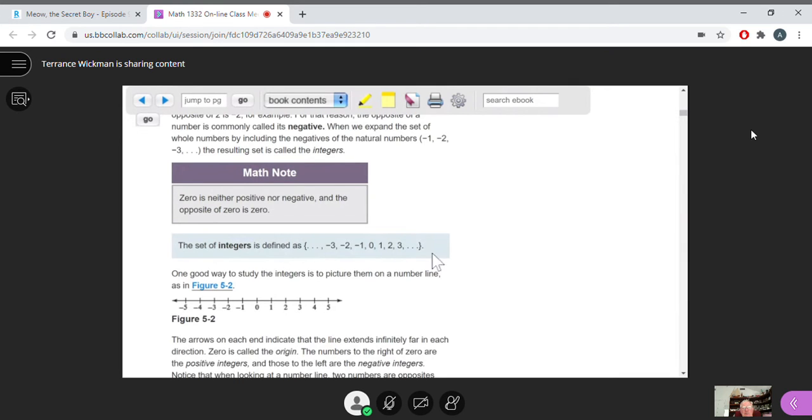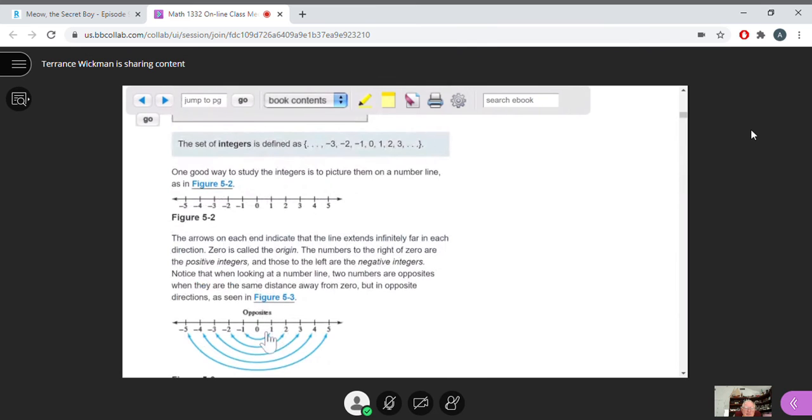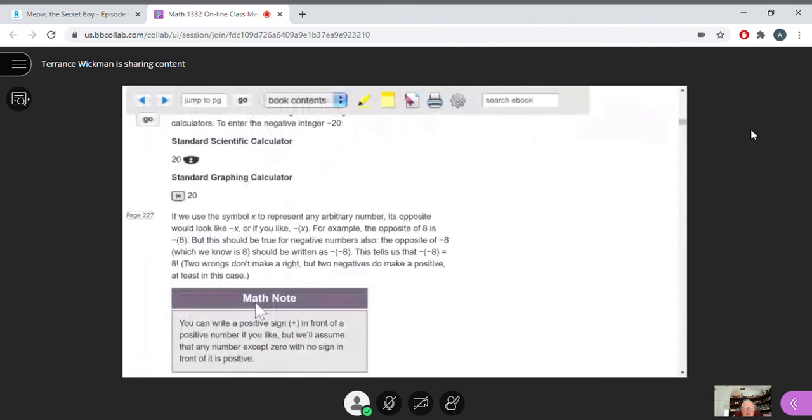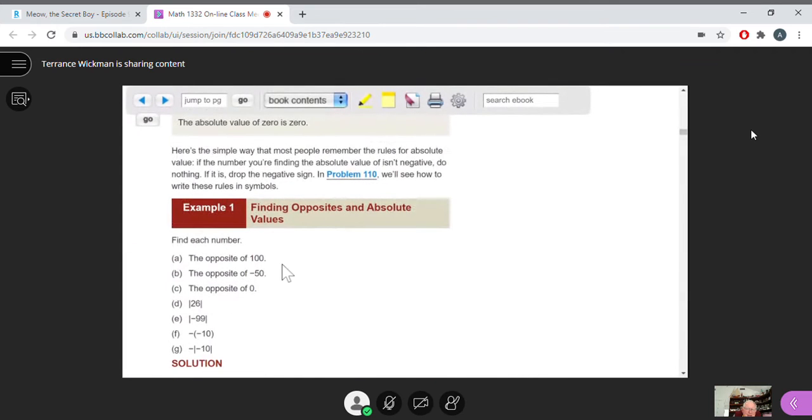Positive integers are positive, negative integers are negative, and 0 is actually on both sides because it is neutral. So, I mean, this is just going to be too easy. The opposite of 100 is minus 100. The opposite of negative 50 is positive 50. There is no opposite of 0.